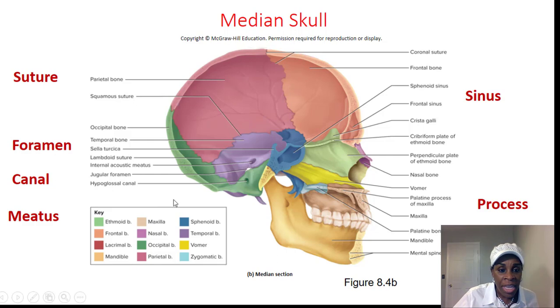That's why we have the external acoustic meatus. Here we have a meatus. Meatus means a canal that has no end. So we have, for example, a hypoglossal canal, right? It's a canal, it's a hole. And the suture is just a connection between two flat bones. Here we see, for example, the coronal suture, the squamous suture, the lambdoid suture, and the sagittal suture, which is connecting the two parietal bones.